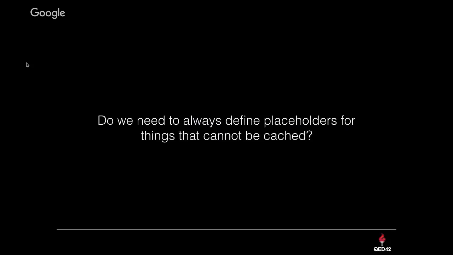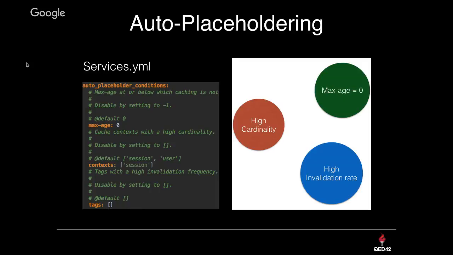Now the question is, do you always need to define placeholders for things that cannot be cached? The answer is no. Drupal 8 core has auto placeholdering conditions. Any render array with any of these three conditions will get auto placeholdered: any render array with a max age of 0, any render array with session or user context (the default is session or user), or any render array with an empty cache tags array. All of these three will get auto placeholders.